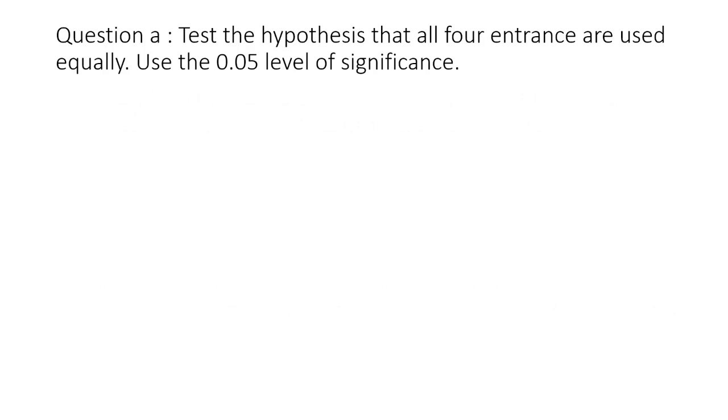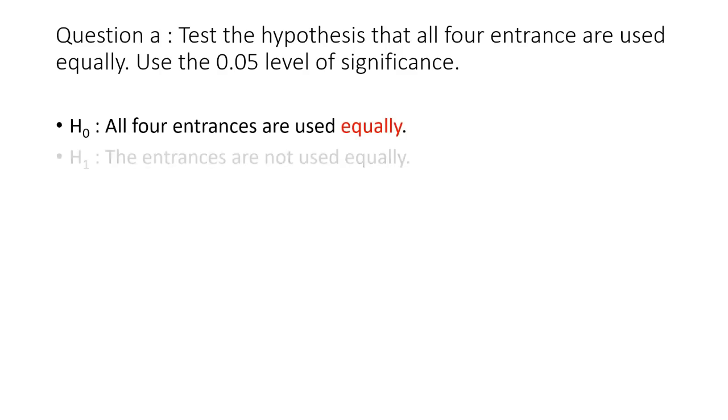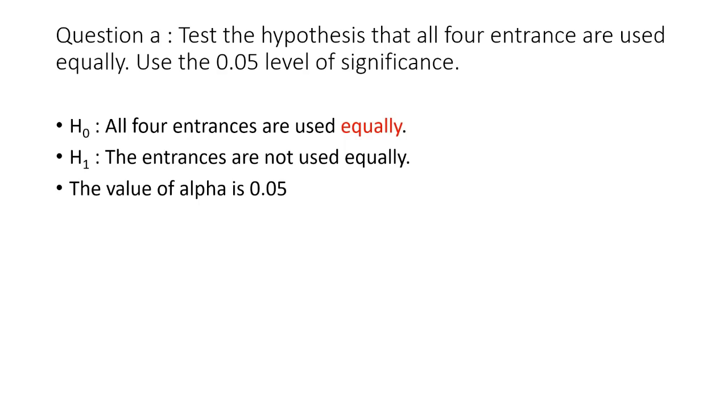The first question asks us to test the hypothesis that all 4 entrances are used equally. From that, we can create the H-null hypothesis, which is all 4 entrances are used equally. Notice the word equally. H1 can be stated as well, where the entrances are not used equally, which is the reverse of H-null. Given in the question to use the 0.05 level of significance, hence the alpha value is 0.05.